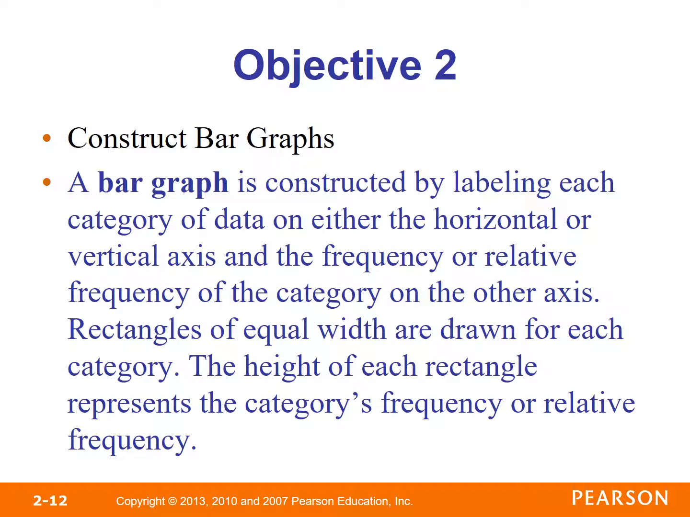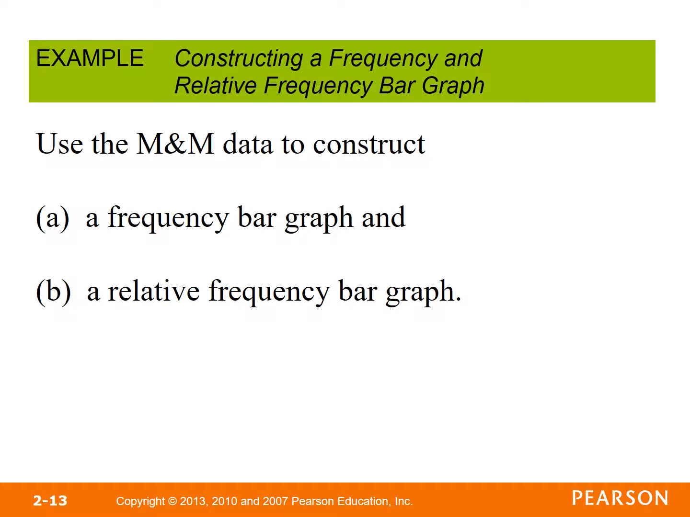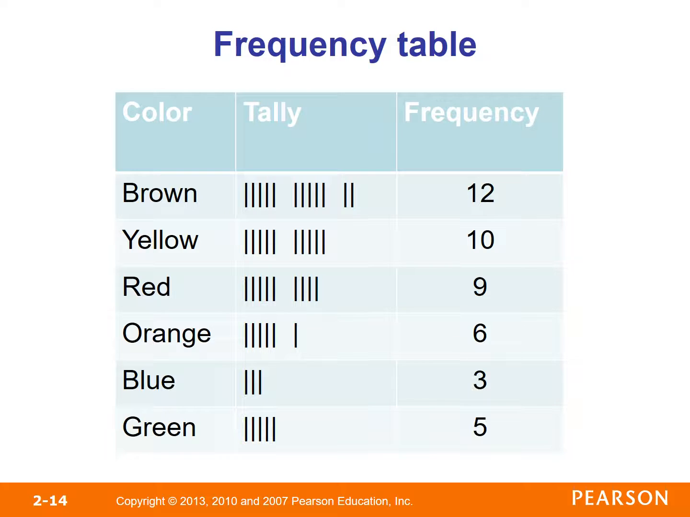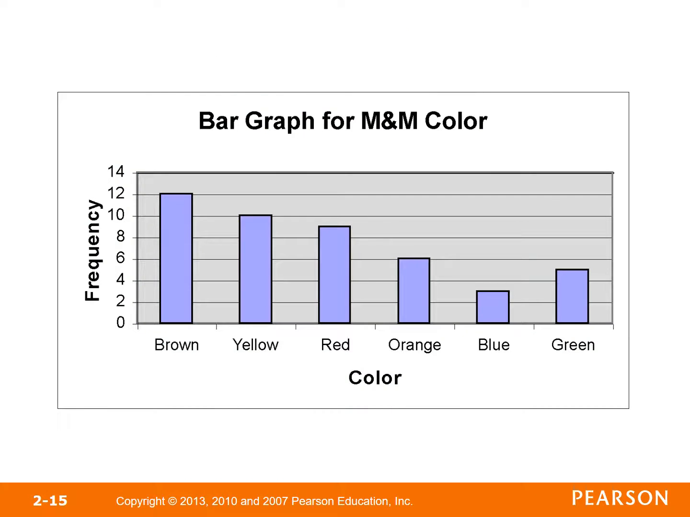The second way we can do this is in a bar graph. A bar graph is constructed by labeling each category on a graph. The categories go across the bottom on the horizontal axis, and the frequencies usually go up the vertical axis. And the height of the rectangle is the frequency. So here's our tally, just to remind you what our numbers were. And this is what the bar graph would look like.